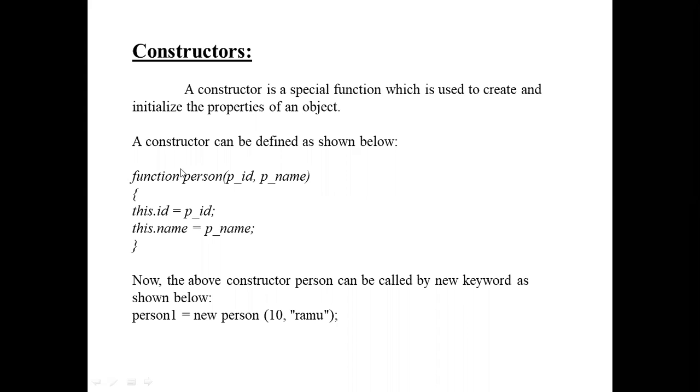So here this one is a constructor definition. Function person(p_id, p_name). Here p_id and p_name are the properties. A constructor can reference the properties of its object. That means a constructor can reference p_id and p_name by using the this keyword. So here this.id = p_id, this.name = p_name.